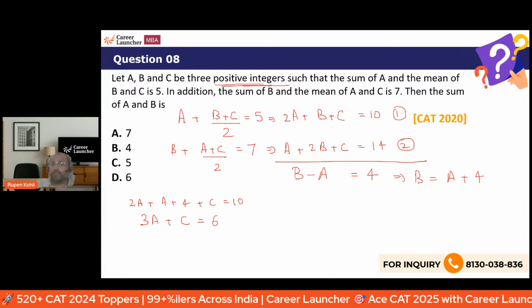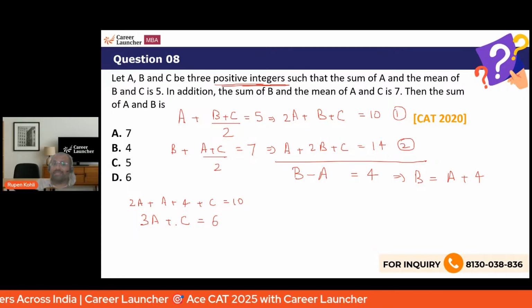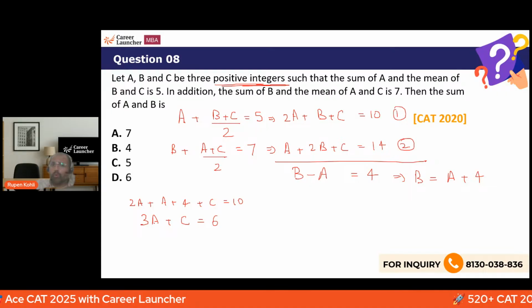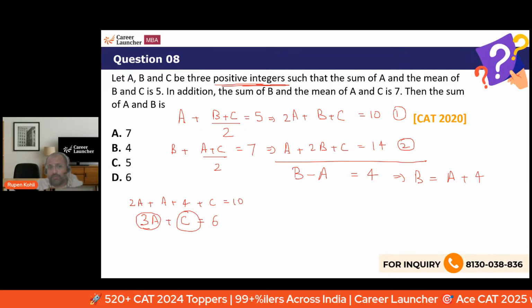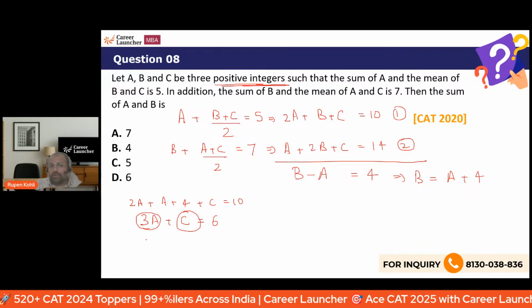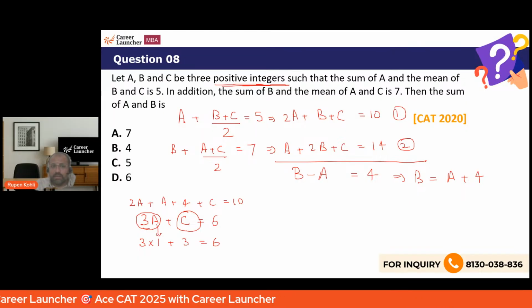They can't even take the value of 0. They are not even whole numbers. A multiple of 3 plus c is 6. That multiple of 3 can only be 3. It can't be 0. It can't be 6, because if this is 6, then this is 0, which is not possible. So the only way this can work is that 3 into 1 plus 3 is 6. Means my a is 1 and my c is 3.